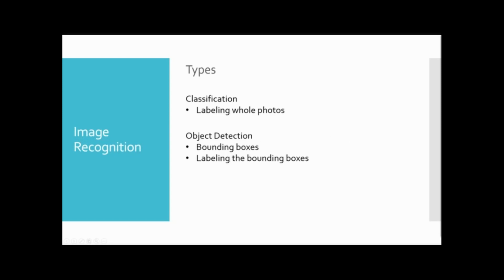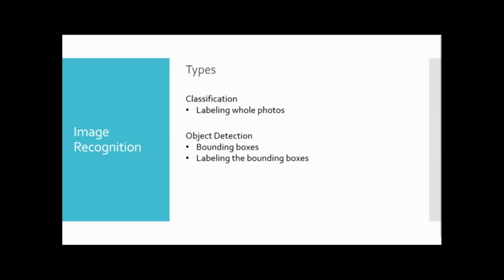So moving on. I want to talk a little bit about image recognition. There are basically two types of image recognition that you'll hear about. You have classification. You can think of this as providing one label for a photo. So we're saying this photo contains a cat, this one contains a dog, this one contains a bike, this one's a motorcycle, etc.